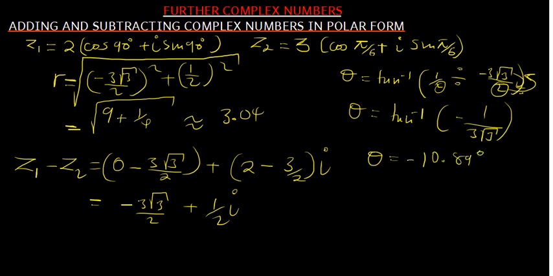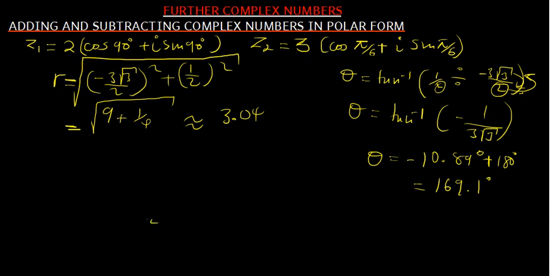10.89 degrees. Now if we consider in which quadrant this angle is, we can see x is negative and y is positive, so it is going to be in the second quadrant, and the angle that you found is this one. I want to find the positive angle, so to this one we are going to add 180 degrees, and that gives us 169.1 degrees as the angle theta.